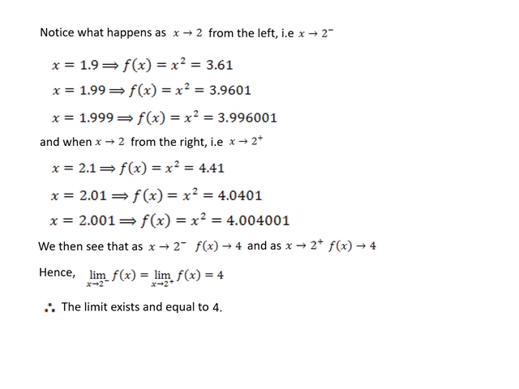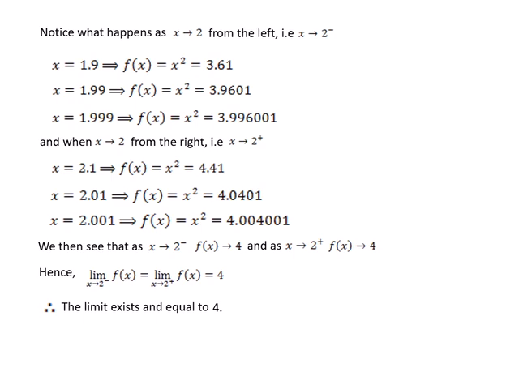Then we move to the right hand side, which is the positive side. We now pick numbers that are very close to 2 on the positive side, where we have 2.1, 2.01, 2.001. Here we substitute 2.1 into the function s squared, and we get 4.41.